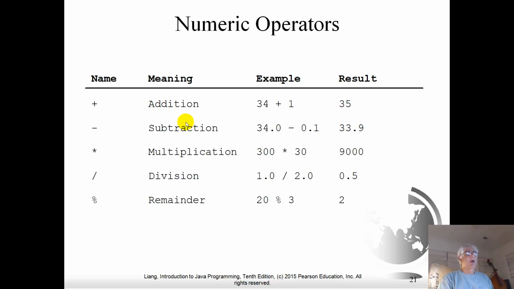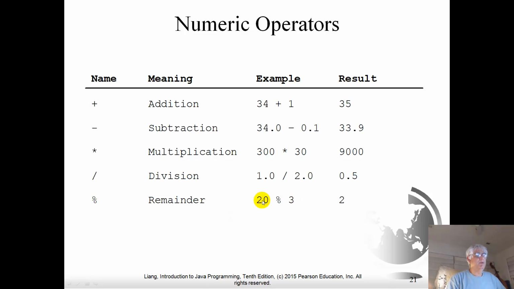So the numeric operators, these are things you probably know already. Very straightforward. We'll just spend a moment on them. Addition, plus sign, we all know this. Subtraction, minus sign. Multiplication is a star, division is a forward slash. Here's one you might not know. This is the remainder operator. So let's just take a look here.